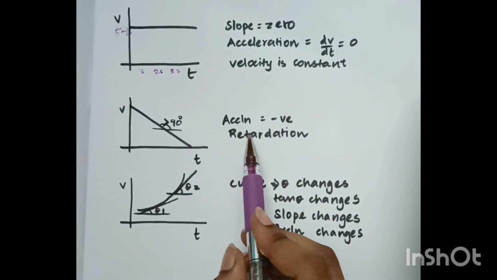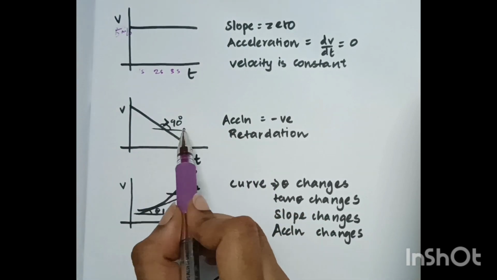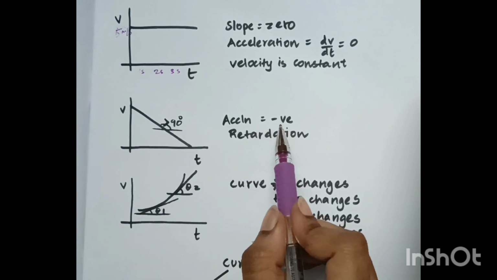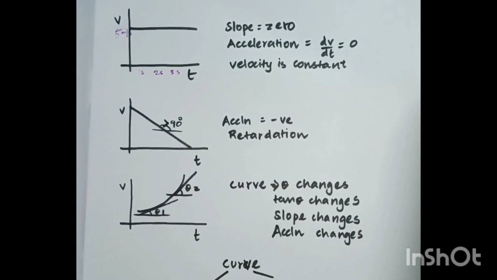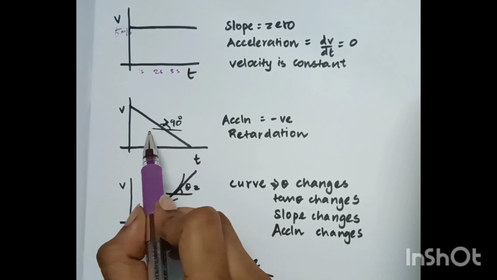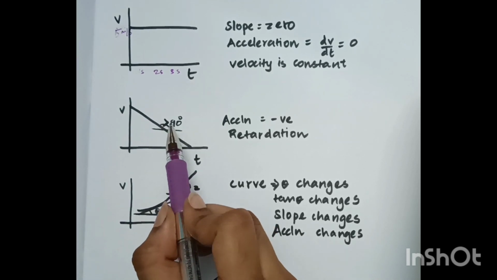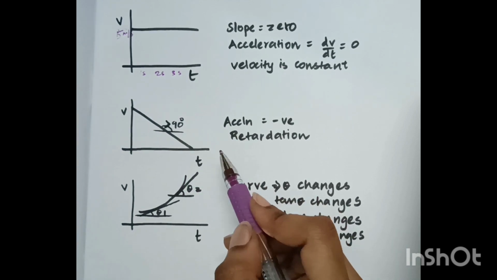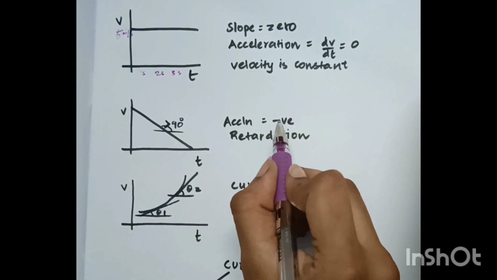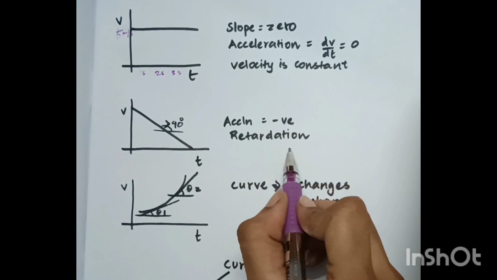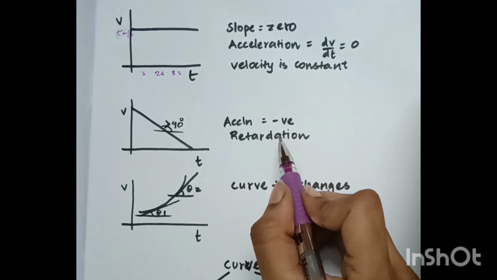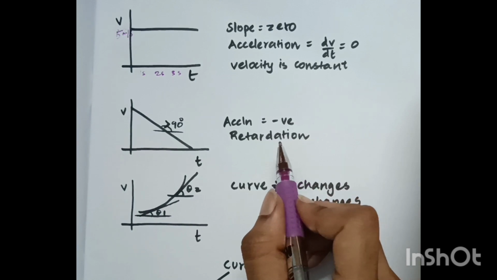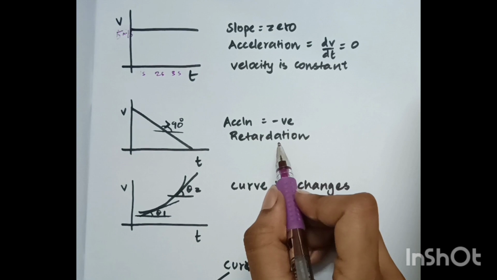Let us consider this case. Here there is some slope in it. So there is an acceleration present. But here we can see the slope is negative because theta is greater than 90 degrees. So tan theta will be negative. If tan theta is negative, then acceleration is negative. Then it means it is retardation. That is, the velocity is continuously decreasing. That is nothing but deceleration.